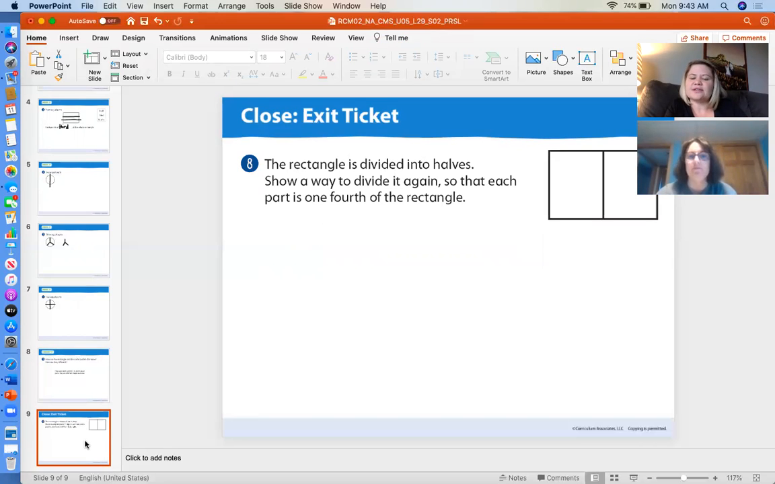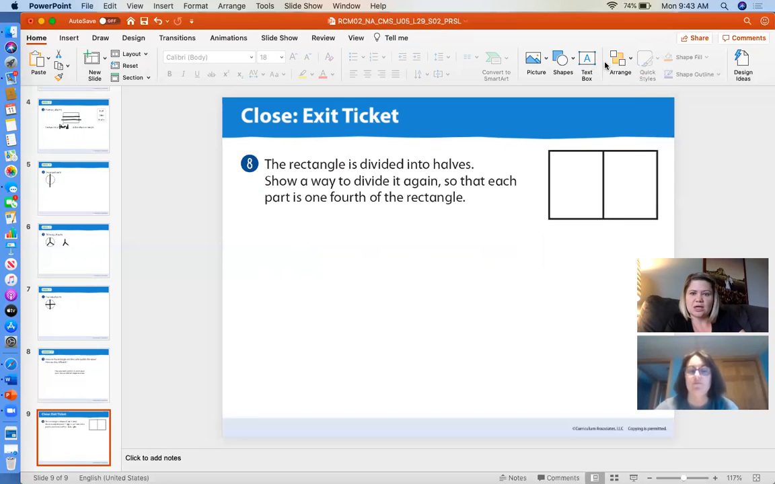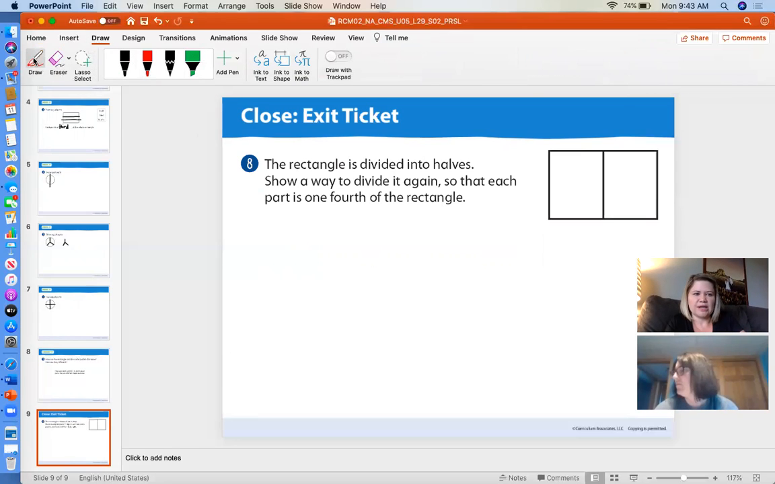Okay, this rectangle is divided into halves. Show a way to divide it again so that each part is 1/4 of the rectangle. Well, this should be easy for us because Mrs. Walker has explained it. What's the best way to do it? Well, we cut it into half first. They did that for us. And then we cut it into half again and make it look like a window pane. Sorry that my lines are so terrible. I promise if we were in school and I had an actual pen, it would be a little bit better than this, but we get what we get.